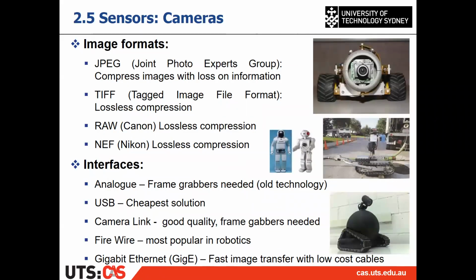Then there are some formats as well. We always use JPEG or TIFF or PNG, but for some others, if you want to use a raw image instead of a compressed one, then TIFF, RAW, and NEF are the ones that we may use. But nowadays, especially if you want to use the camera on the robot, we are not always using raw images. We always use the compressed one instead.